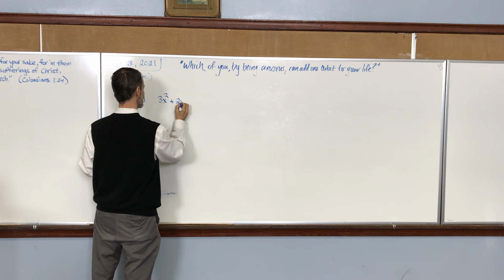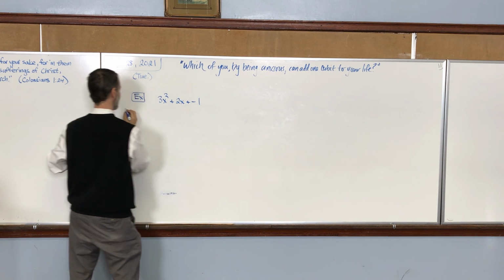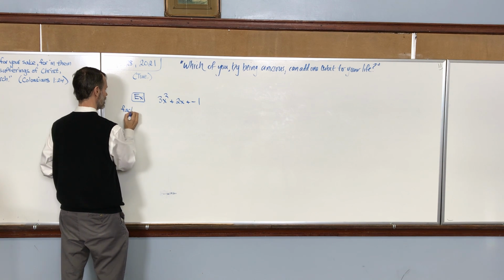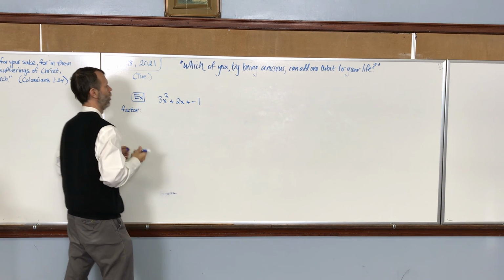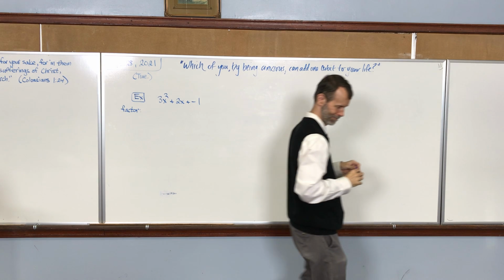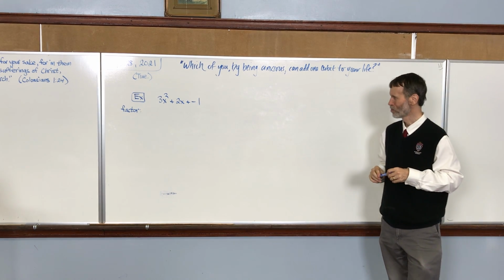3x squared plus 2x plus negative 1. Go ahead and write that down in your notes.